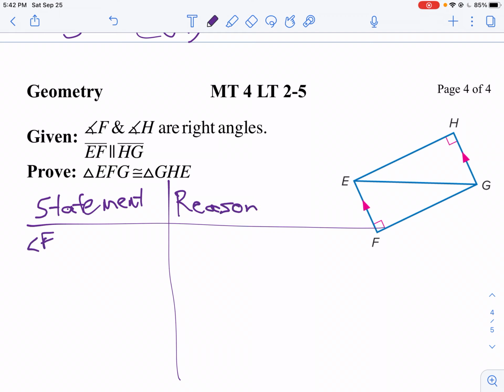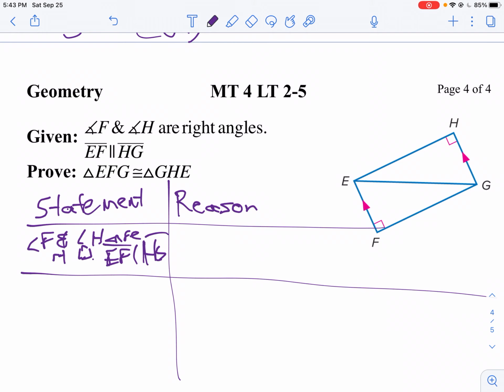Angle F and angle H are right angles. And we know EF is parallel to HG. So I'm going to start here with my given.